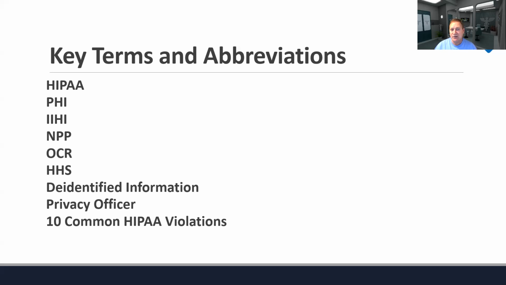The privacy officer also has an obligation to report HIPAA violations. If you suspect a HIPAA violation has occurred, the privacy officer is really the person that you would have to report that to, probably through your supervisor, but ultimately the privacy officer is responsible for coordinating that information.